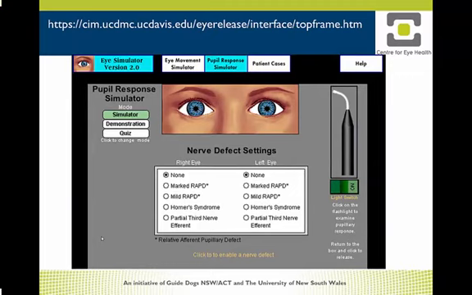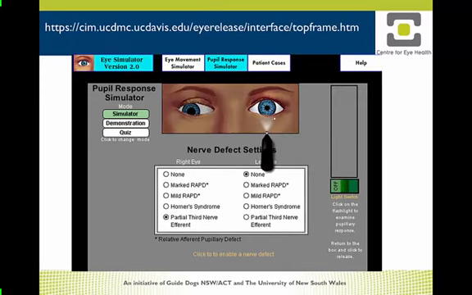So here is the UC Davis website. And again, you can identify whatever you want: Horner syndrome, mild or marked RAPD. You can turn the lights on and off and take this flashlight and stimulate one eye or the other. So what I've done here is created a partial third nerve efferent defect.